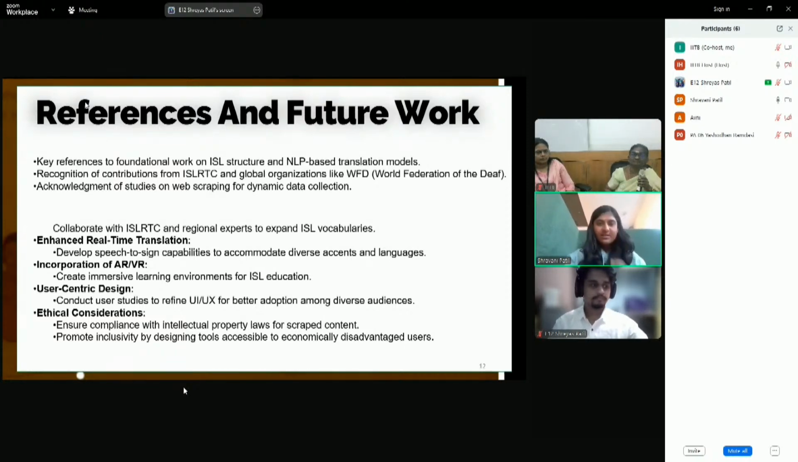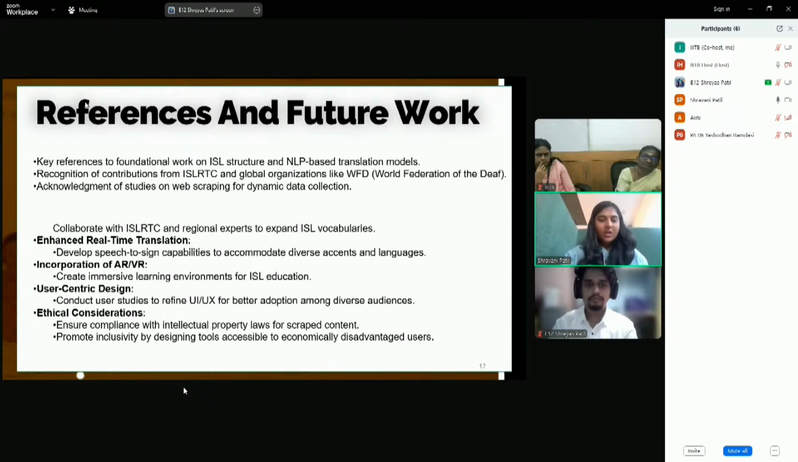So moving on with the references and future work, we have developed a system that drew on foundational work in Indian Sign Language, which is also a significant contribution to the domain of the Indian Sign Language Research and Training Center, that is ISLRTC, along with global organizations like the World Federation of the Deaf. These resources and insights are invaluable for shaping our approach. Additionally, we have integrated findings from studies on web scraping to enable dynamic data collection, ensuring that our system remains adaptable to real-time changes.